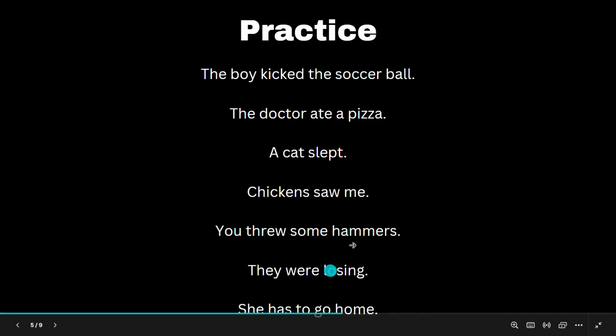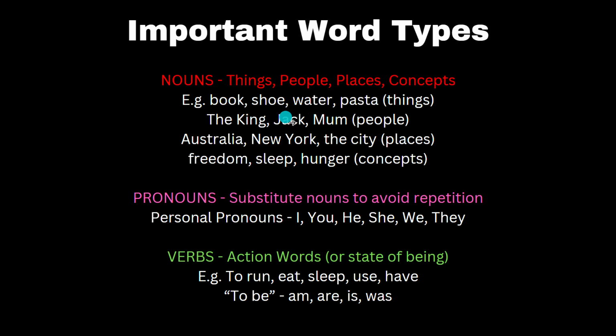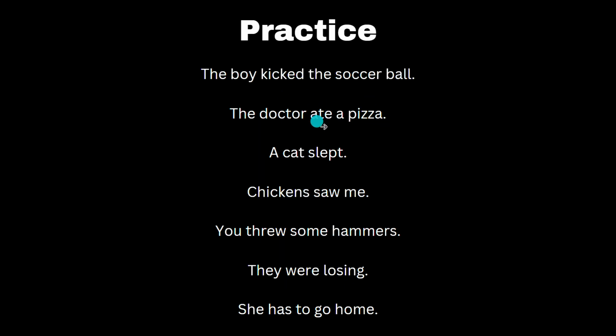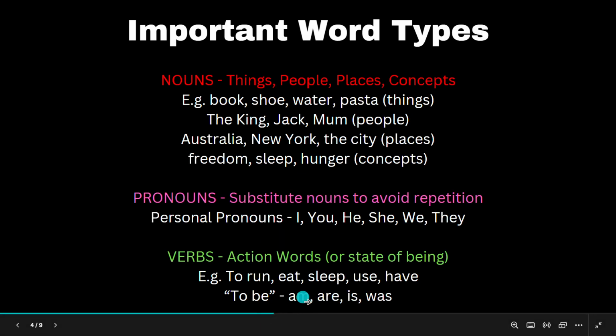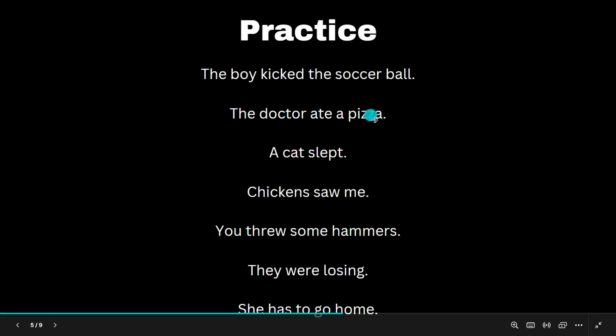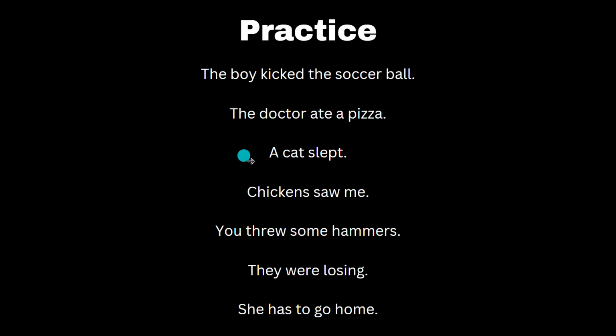Now I'm going to go through the rest of them at a little more speed. The doctor ate the pizza. The doctor is obviously a noun because that's a person. Ate is a verb because that is eating, which is an action word. And then the pizza is the noun. That is what was being eaten. A cat slept. A cat is the noun, and slept is the verb. There's no second noun. Sometimes you'll have a person doing something to something else, and sometimes they'll just be doing something. A cat slept.